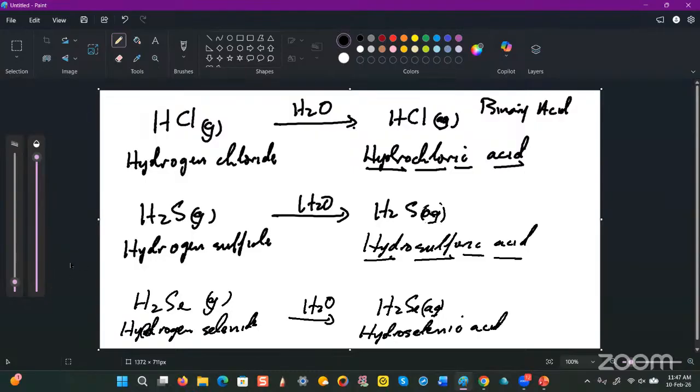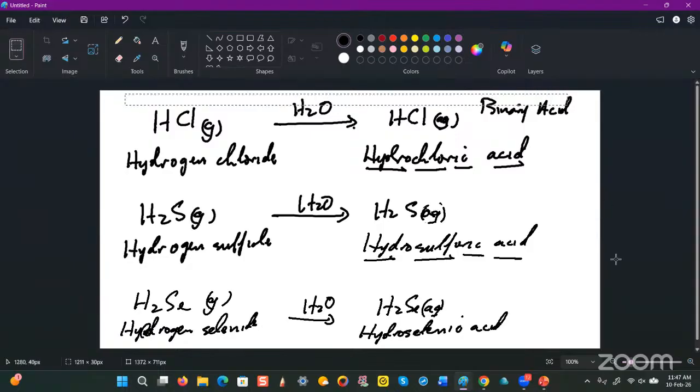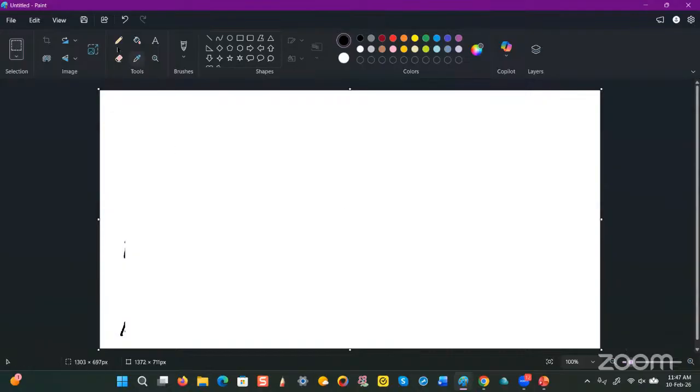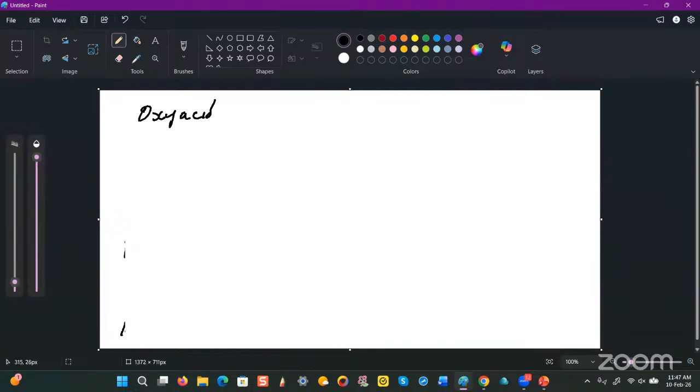Now, another group of acids that we need to learn about are what are known as oxyacids. And as the name suggests, oxyacids contain hydrogen, oxygen, and one other element.